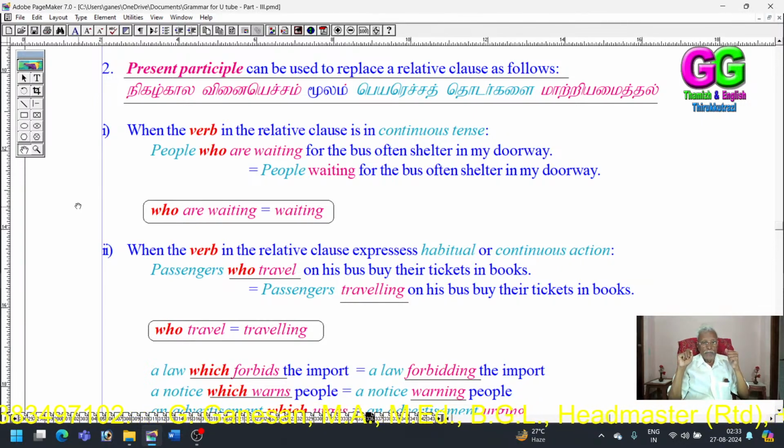Thirdly, when the verb in the relative clause represents a wish, that is, the verbs wish, want, desire, hope, etc., but not like, then that relative clause can be replaced by its present participle. These are the things that we have seen.